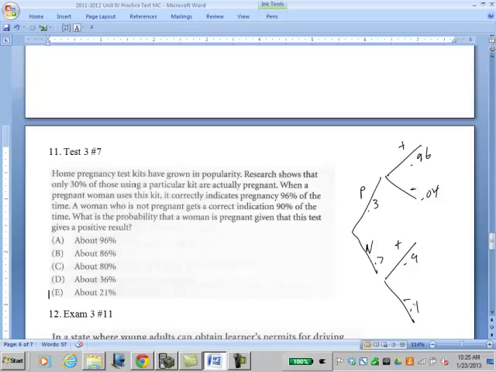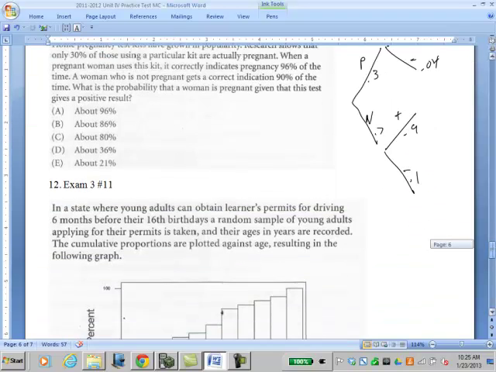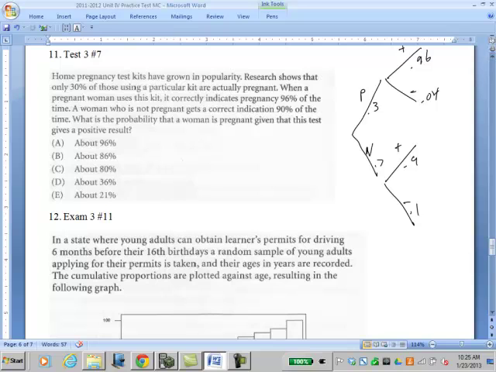Okay? So, what's the probability a woman is pregnant given a positive test? Notice they even use the word given. They're so nice to you. Okay? Nicer than you deserve, probably. Okay, so given that you're pregnant, what's the probability you get a positive? That's going to be the probability of positive and pregnant divided by the probability of being pregnant. Okay? So, I'm sorry, what's the probability?